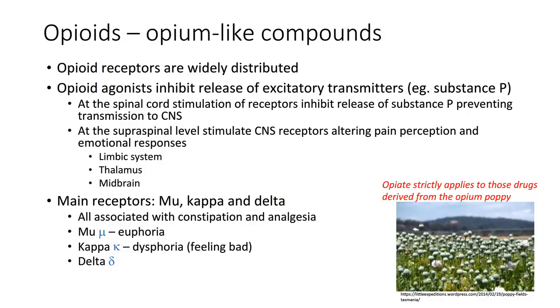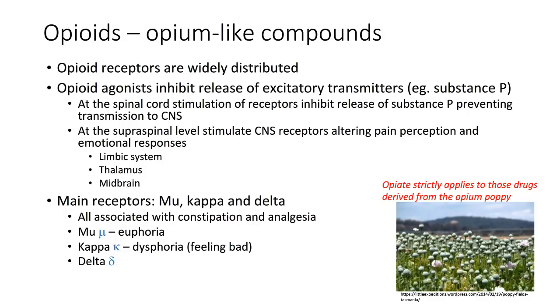Now, all the receptors are associated with the side effect of constipation. They act on smooth muscle contraction, slowing it down so that the bowel slows down its process of pushing things through.